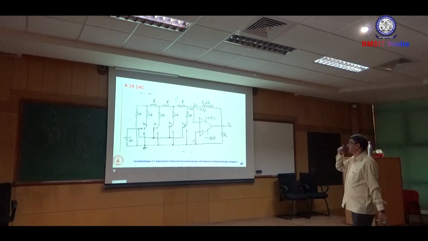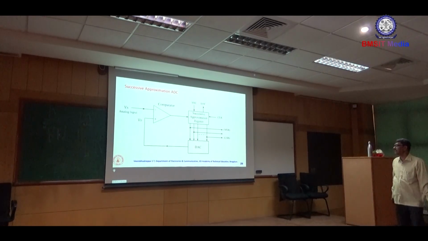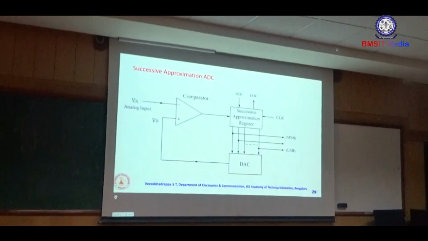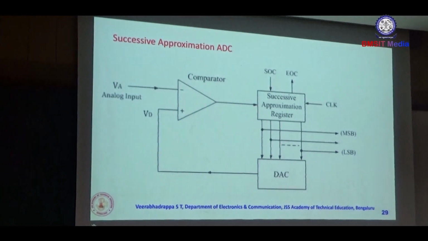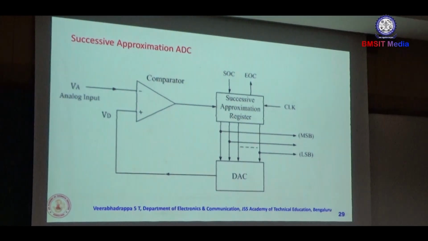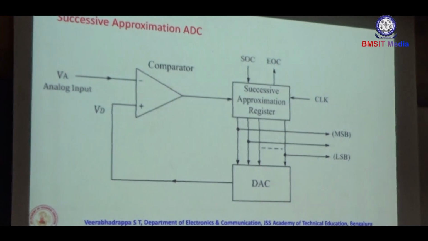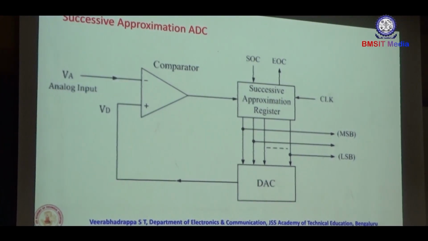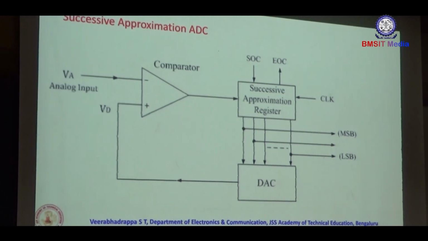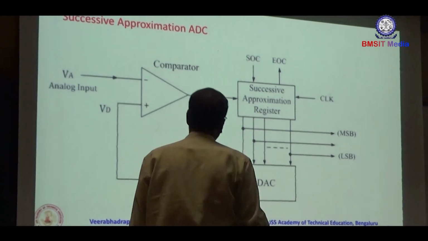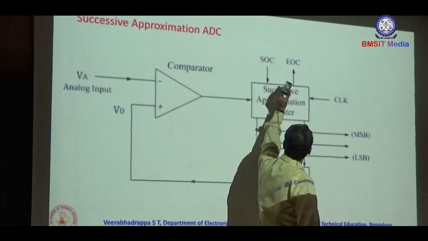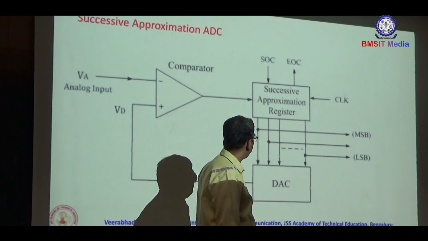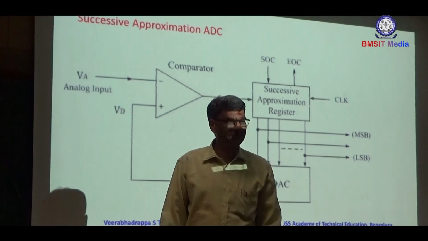So next. The last one is the successive approximation ADC. In most practical devices, they use successive approximation ADCs. How does it convert? We have a clock, and the other terminals are start of conversion and end of conversion. I hope you studied shift registers.